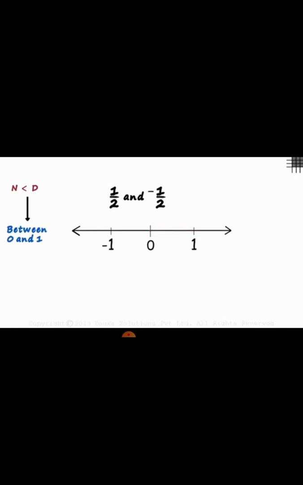Now we divide the length between 0 and 1 into equal parts. How many equal parts is the question. The denominator tells us the number of equal parts. The denominator is 2, so we divide it into 2 equal parts. The line divides this region into 2 equal parts. But what does the numerator tell us? It tells us the number of parts starting from 0. The numerator is 1, so we take 1 by 2 and mark here.